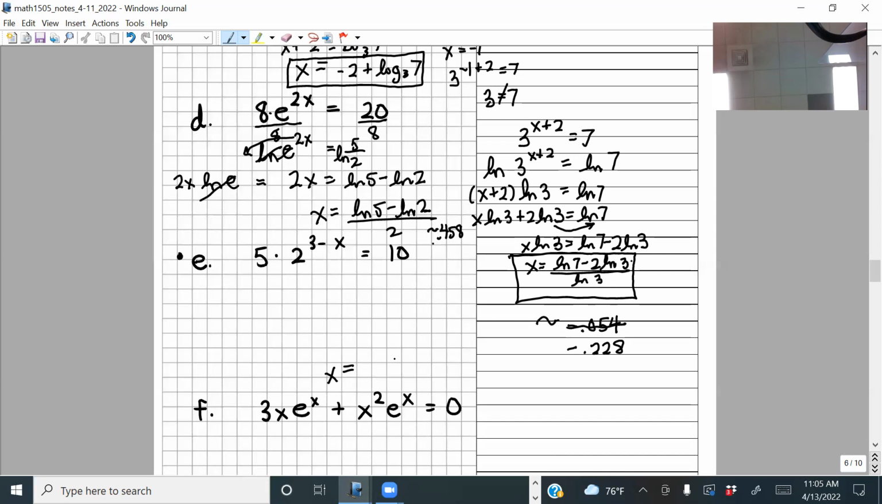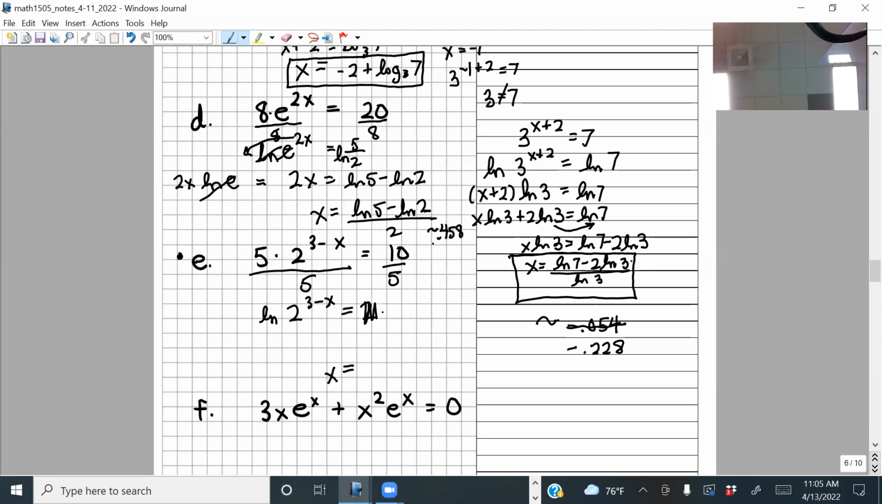All right, let's see what you guys did. We mentioned that the first thing we want to do there is divide both sides by 5. So we get 2 to the 3 minus x equals 2. And now we have to get the 3 minus x out of the exponent. The trick that allows us to do that is to take the natural log of both sides, correct?